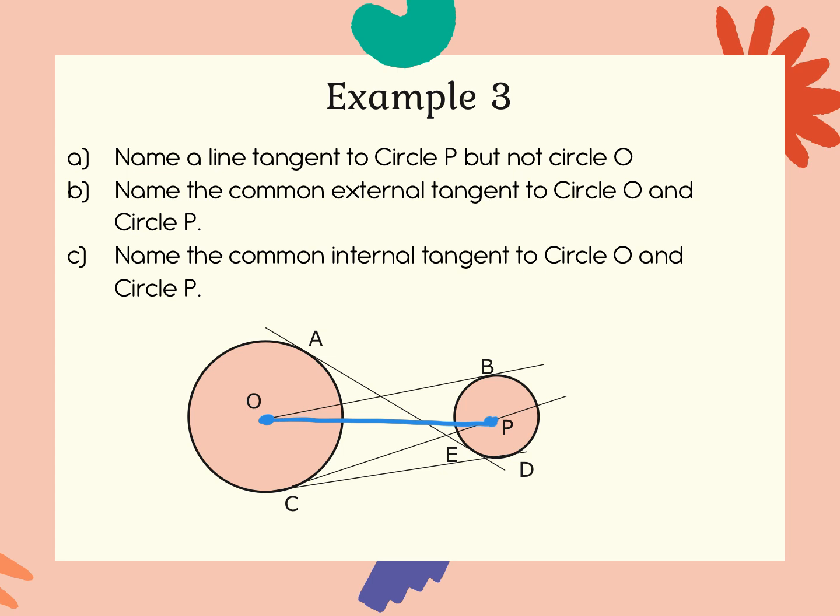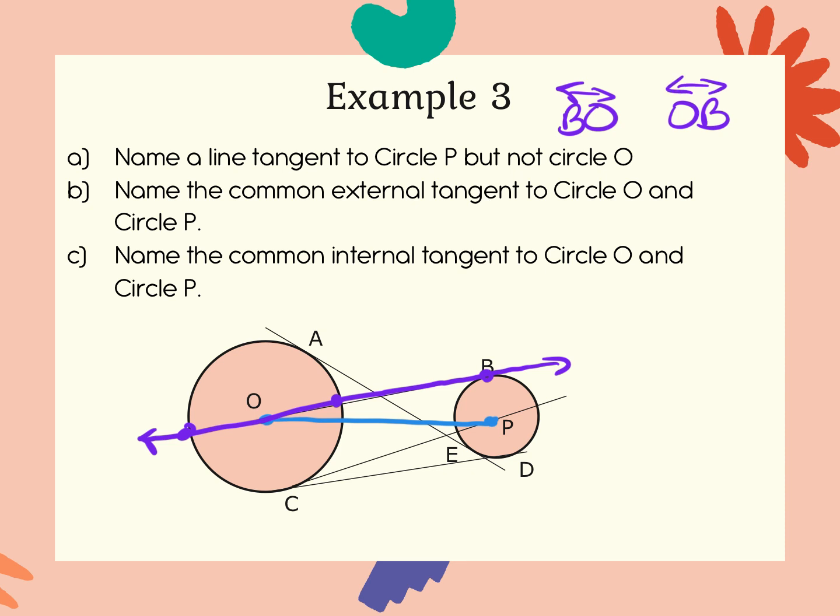So P's over here. And if you notice, if you draw in this tangent, and then if it goes into O, it's hitting it at 2 spots in O. So this would not be tangent to O, but it is tangent to circle P. So this answer is either going to be BO or OB. Doesn't matter the order of the letters.